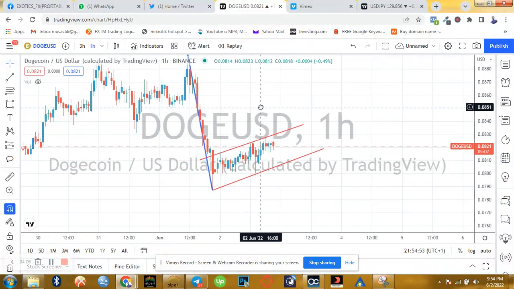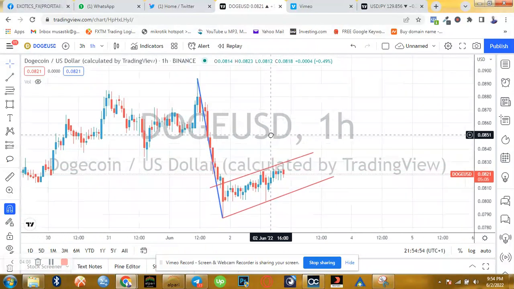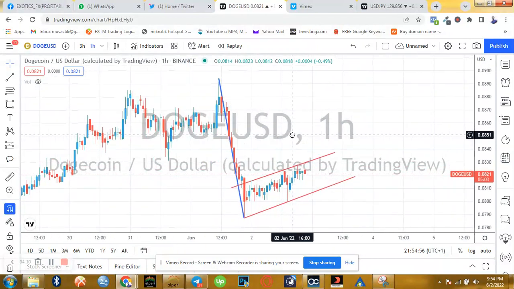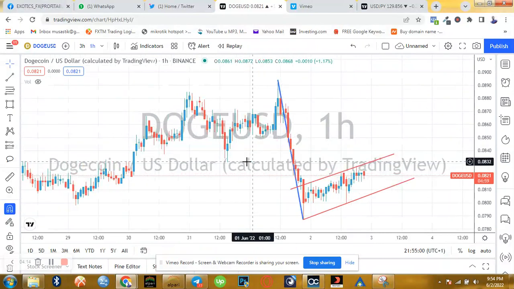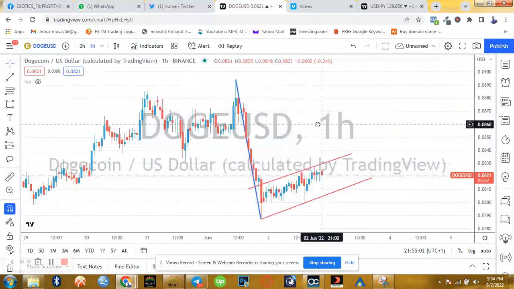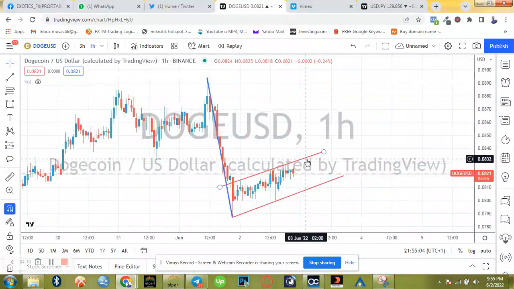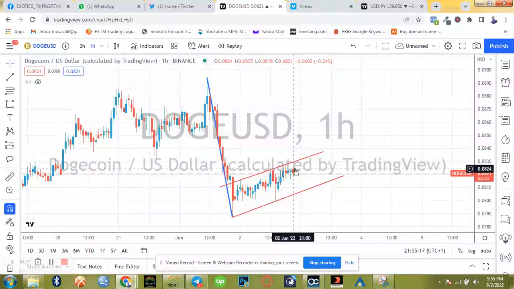So what's the next thing for me now? The next thing is to look for zones where reversal is likely to occur. Normally, reversal is likely to occur on this trend line here, which is acting as a support. So we should expect a reversal anytime from this place if price touches this trend line.